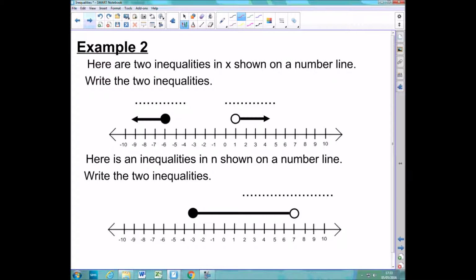So this is showing all of the numbers smaller than -6. Now the way we show that, if you remember, is putting an x, putting a little bit of algebra. Now this is going to be smaller than, okay, so we're going to put it on the smaller side of my inequality.